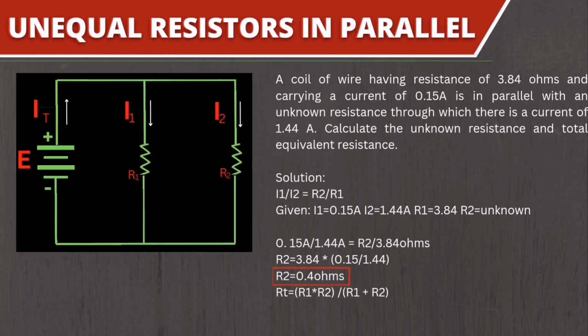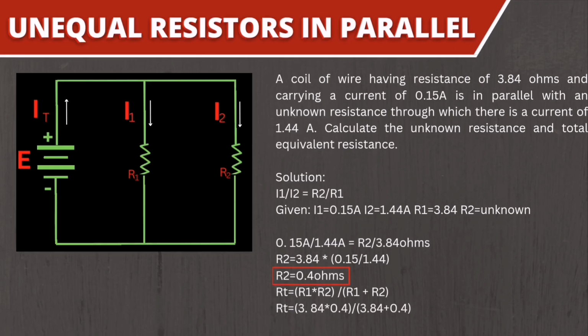For RT equals R1 times R2 all over R1 plus R2. Substituting the given values, we'll have 3.84 times 0.4 divided by 3.84 plus 0.4. Then we will have R total is equal to 0.362 ohms.